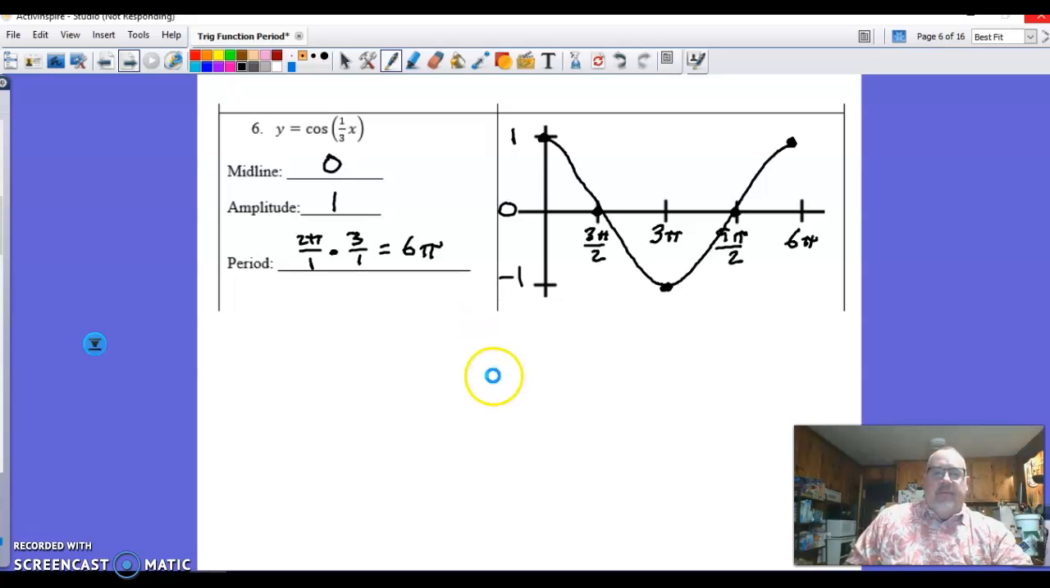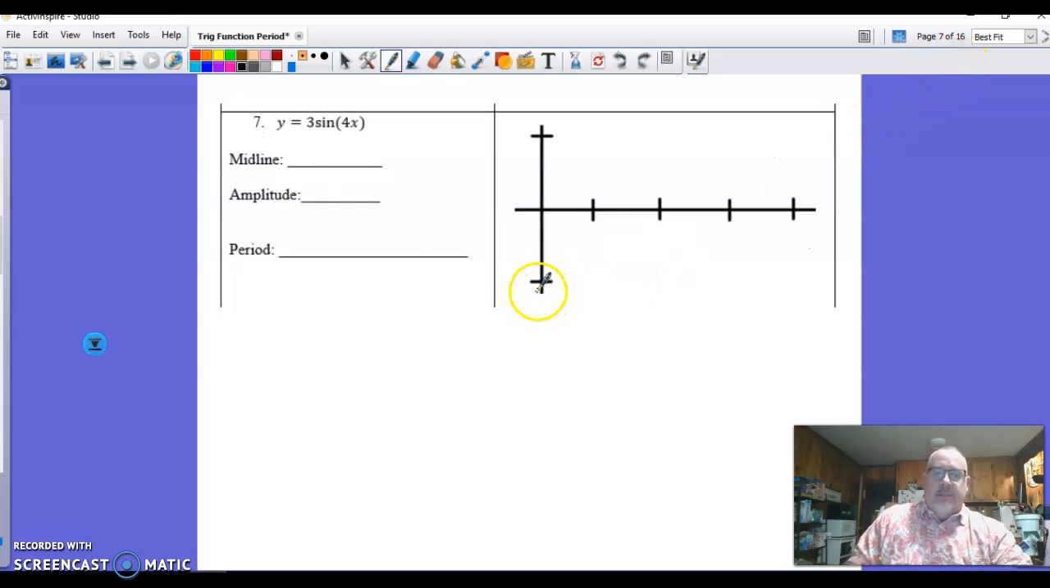How many of these do we have? Anybody remember? 16. We're on number 7. And so the midline's still 0, but this time the amplitude changed to 3. So 0 would be in the middle, up 3, down 3.